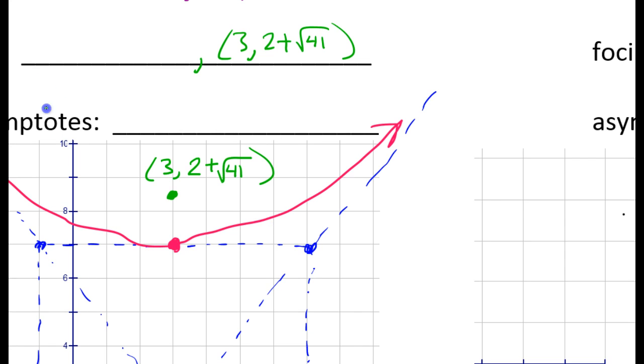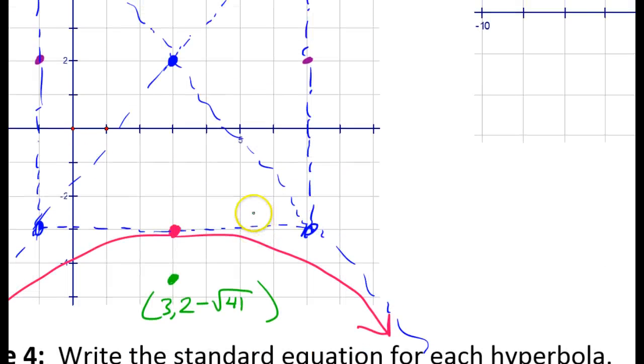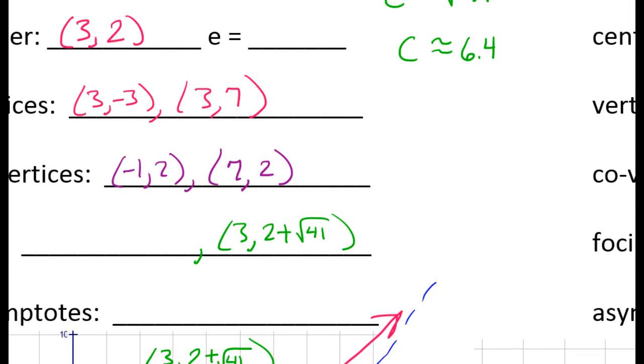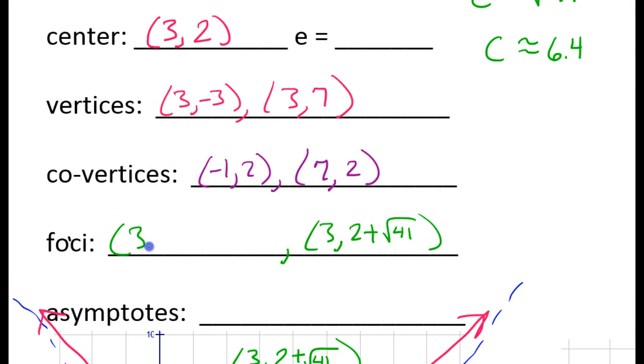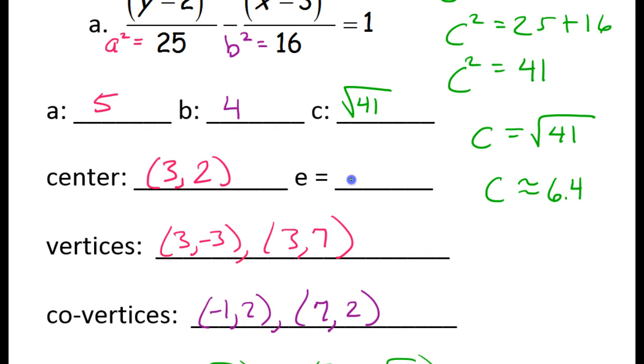Okay, similarly for the lower focus, we will have 2 minus radical 41 because we're starting from a y value of 2 and we're going down radical 41. We're subtracting. Okay, so 3 comma 2 minus radical 41. Let's go ahead and get the E value out of the way. The eccentricity is always C over A. So in this case, that's radical 41 over 5.